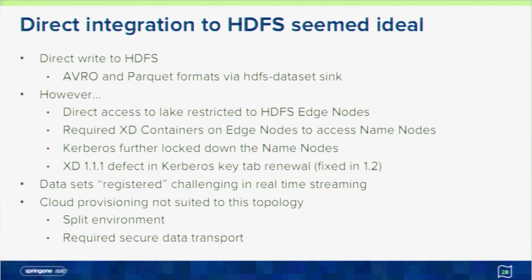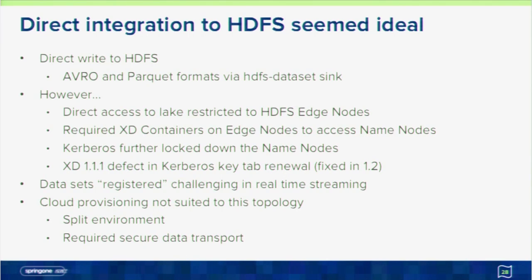So, knee-jerk reaction is, well, why not just use the HDFS sync? Sounds simple, sounds direct. But based on some of our architectural setup, it made it less than ideal. I mean, we'd like to use it. You can write Avro or Parquet formatted data directly. But the way that our lake is set up is you've got the lake itself, and then there are these edge nodes on the perimeter. And the name nodes, the HDFS name nodes themselves, aren't visible to anyone outside of an edge node. So if you've got an XD cluster out in the cloud, it can't find it. You can get around that by putting an XD container on the edge node, and then you can tell that to join your larger cluster.